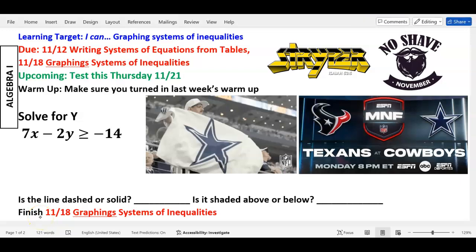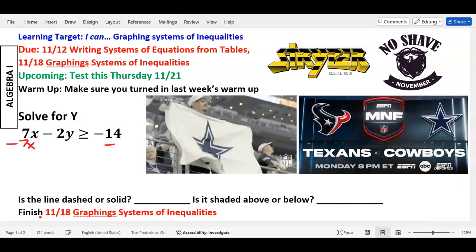Like we said, make sure you turn in these two assignments. This one was from Friday, so today you're working on it. Test this Thursday, and we're solving for y. We said the opposite of a positive 7x is minus 7x.